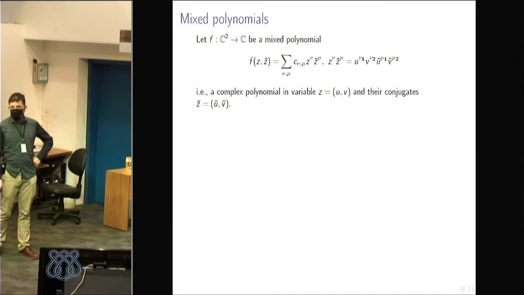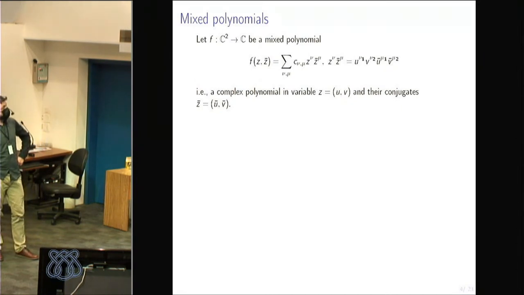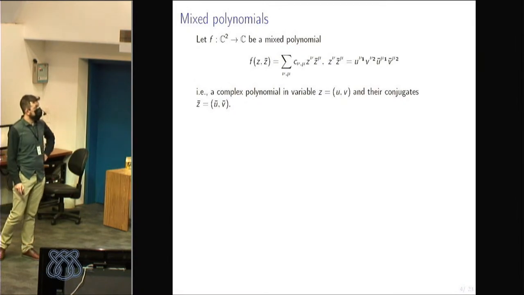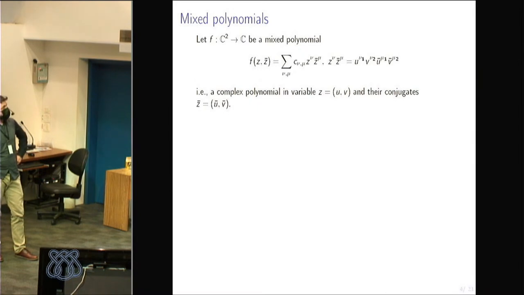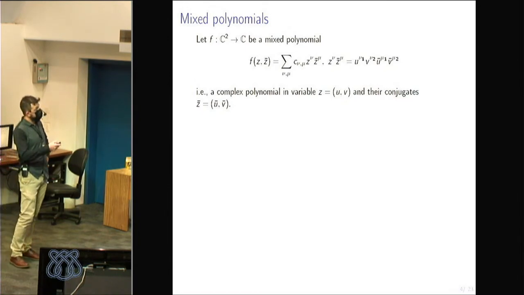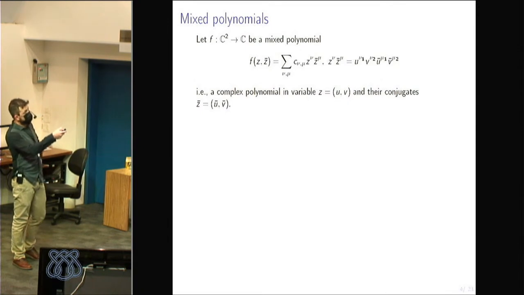We work with mixed polynomials. A mixed polynomial is a complex polynomial in complex variables u and v and their conjugates. Here nu and mu denote pairs of natural numbers, that is, the degree of the holomorphic part and the conjugate part.